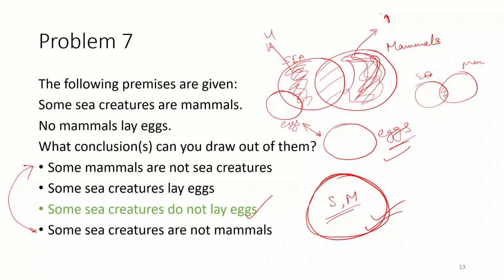Sir, but even D should come. The very first statement says that some sea creatures are mammals. So it implies that some sea creatures are not mammals. If the last option is true, then even the first option should be true. Yes, some sea creatures are not mammals. It is directly implied. True, the first and fourth are connected actually.